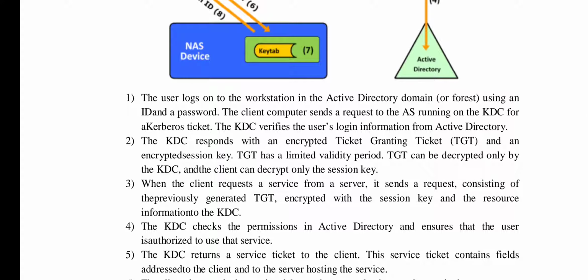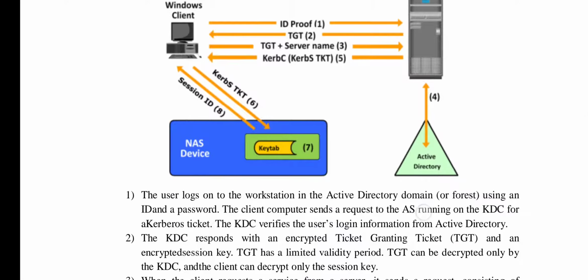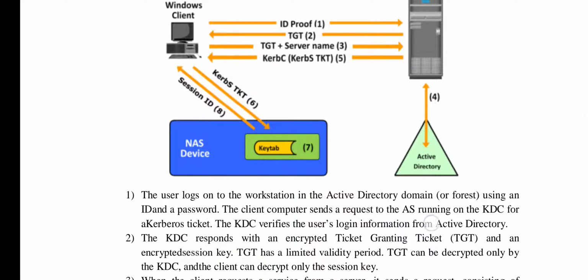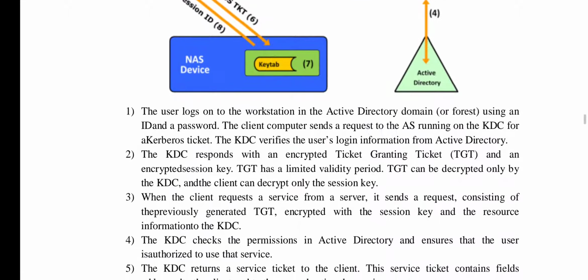The first one, the user logs on to the workstation in the Active Directory domain or forest using an ID and password. The ID proof is given, and the client sends a request to the authentication server, which is running on the KDC. The second one, KDC responds with the encrypted ticket granting ticket, as you can see.